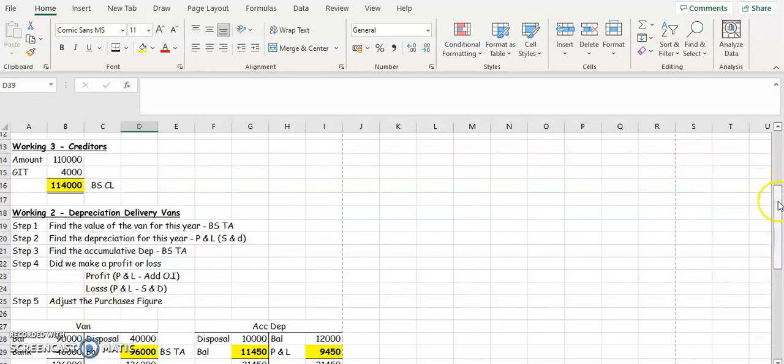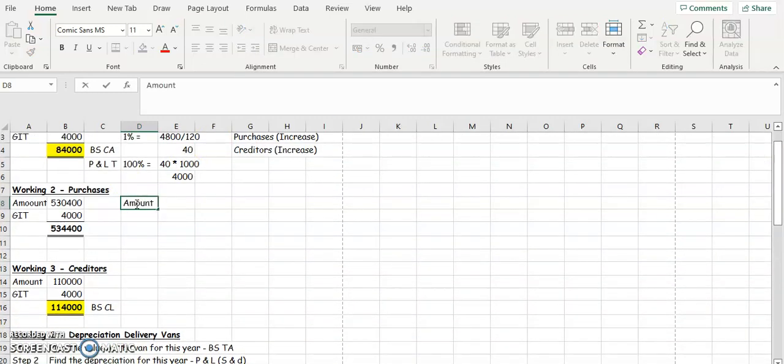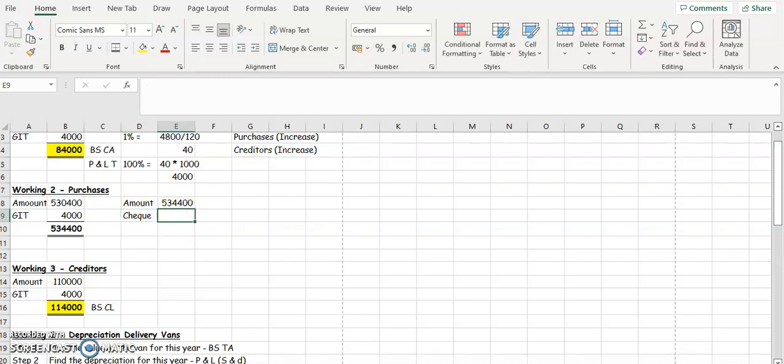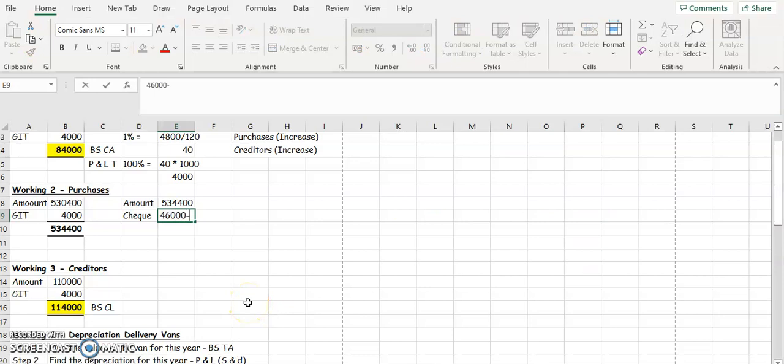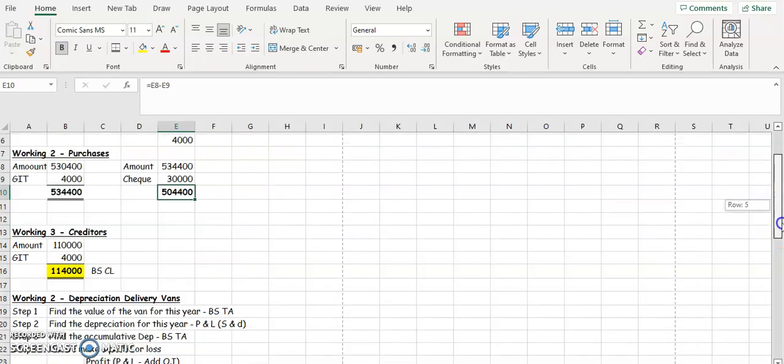And the last one then is to adjust your purchases. So remember step number 5, to adjust your purchases. So we have the purchases open up already. Your amount is this amount here. It's the check that we wrote. So the check is going to be the difference between the value of the asset, which is 46,000, and the allowance, which is 16,000. So we didn't write the check for the full amount of the 46,000. So you need to take the 16,000 away from it. So 46,000 minus 16,000. That's going to give us the amount we wrote the check for. That check shouldn't be in our purchase account. So you need to take that check out. So we're going to reduce it. So our new purchase figure is going to be 540,400.